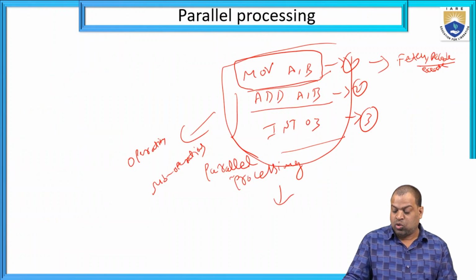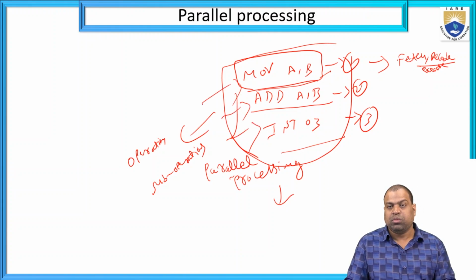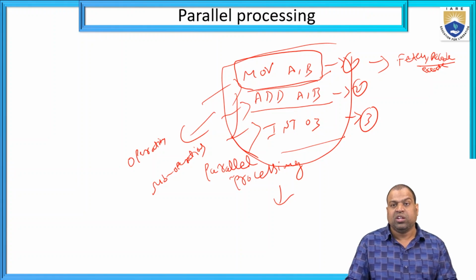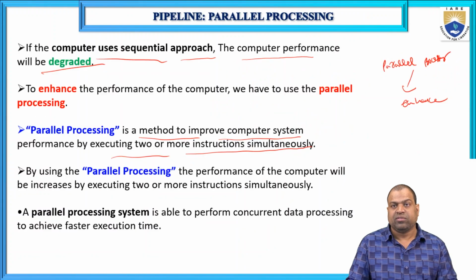Here we discussed two or more instructions executing in parallel. If I'm taking three instructions, I'm executing them at a time: fetching, decoding, executing, performing at a time. Then we save time and improve the computer system performance. If I go for serial processing, the computer performance will be slow and the execution time will be high.